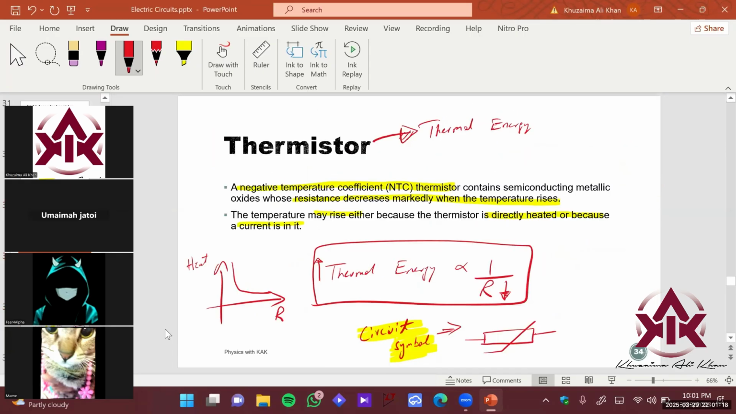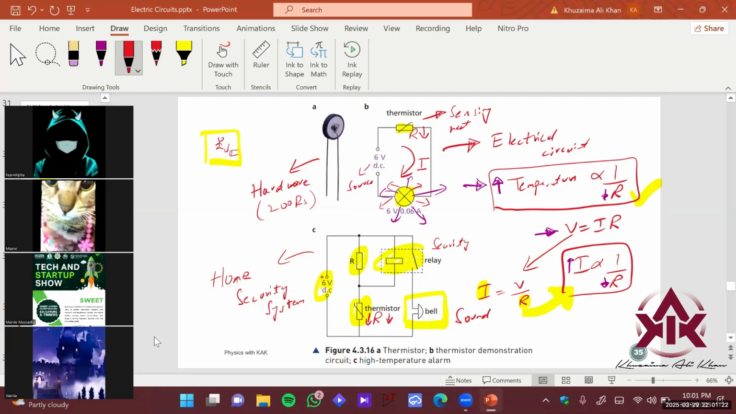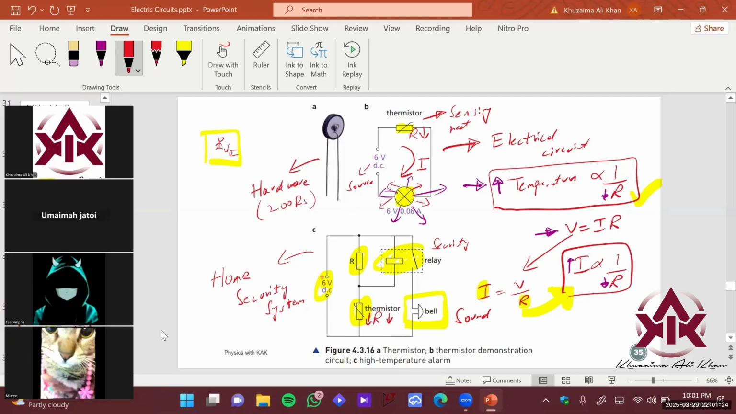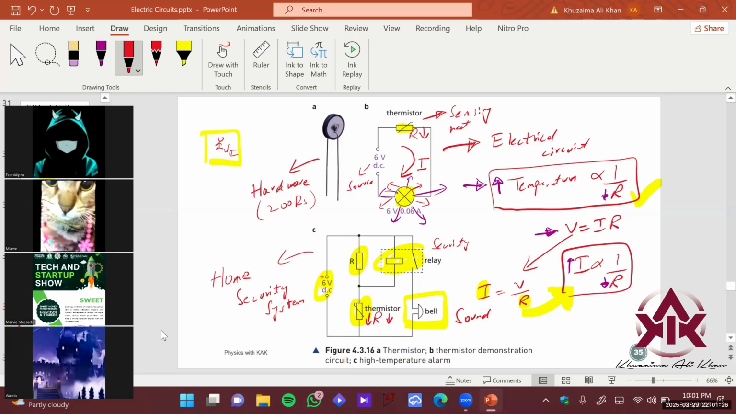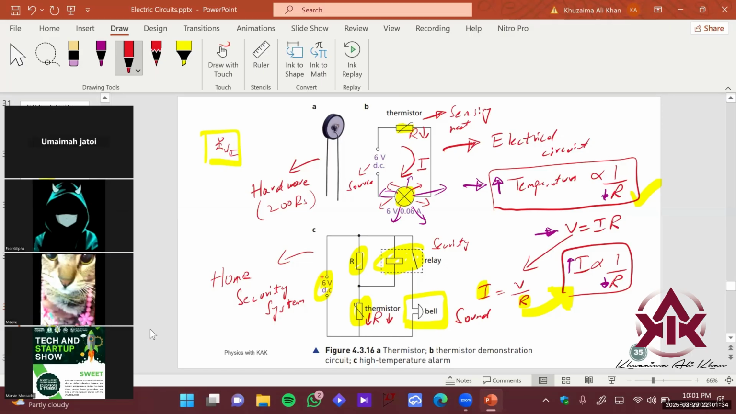Okay. So if the thermistor makes sense, give me a thumbs up. Okay, it makes sense to Mehma, Maeve, Hamza. What about Varda and Mashal? Okay, makes sense to Mashal too. Good.